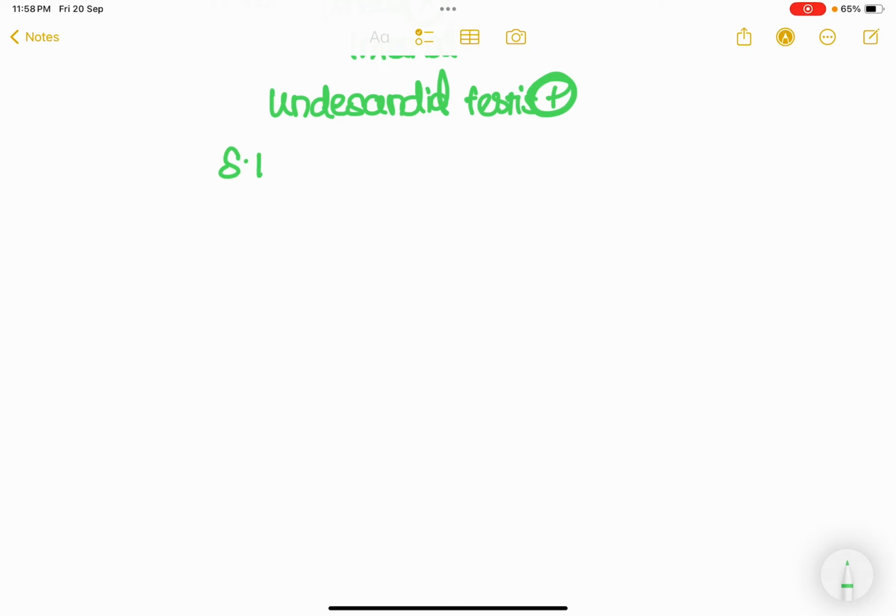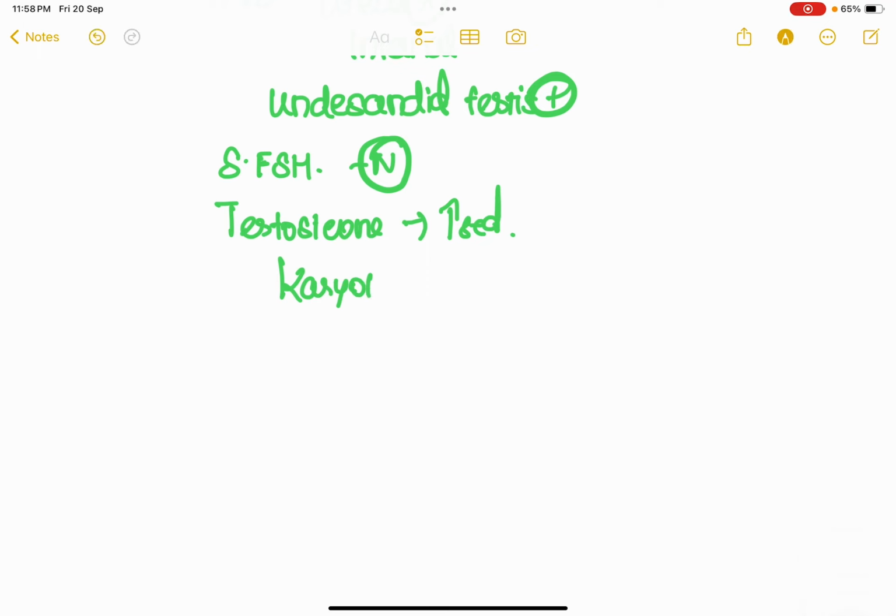And serum FSH, ideally you have to do in every patient. Serum FSH is going to be normal in these patients, and when you do the testosterone estimation, testosterone is going to be present in the concentration that is supposed to be present in a male population. So testosterone is going to be increased, but only when you do the karyotyping, you will get to know that the actual karyotype of this patient is 46XY.